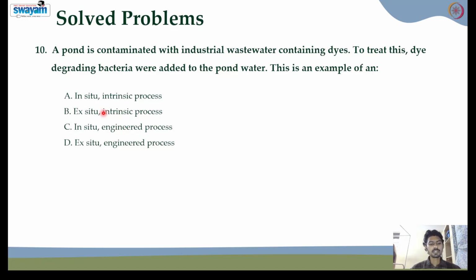Option D, ex situ engineered process. So I will explain the question. Here there is a pond contaminated by industrial wastewater, particularly dyes. Let us take the example of the textile industry, where dyes are most often used, right? Due to the textile effluent containing dyes, the nearby pond gets affected.